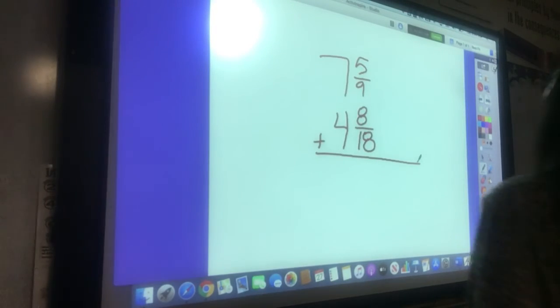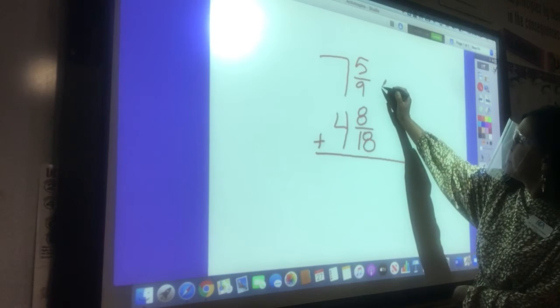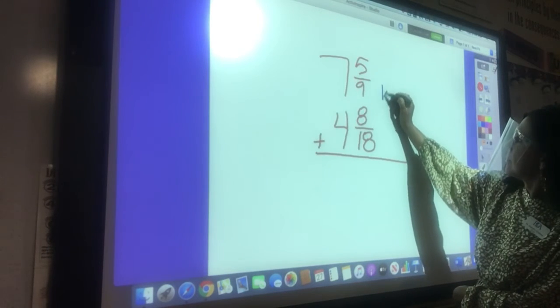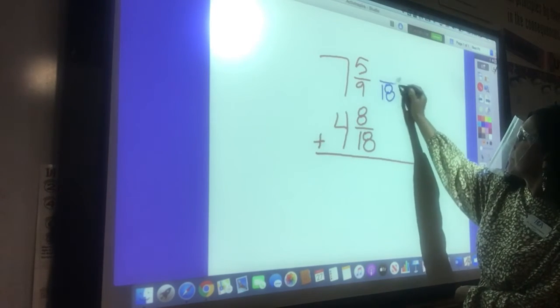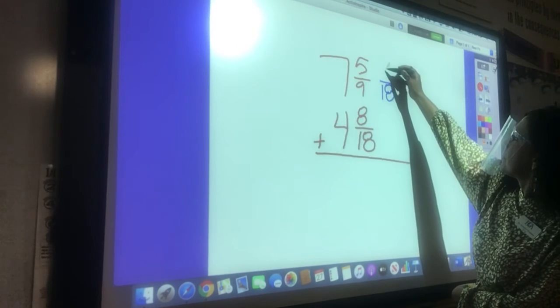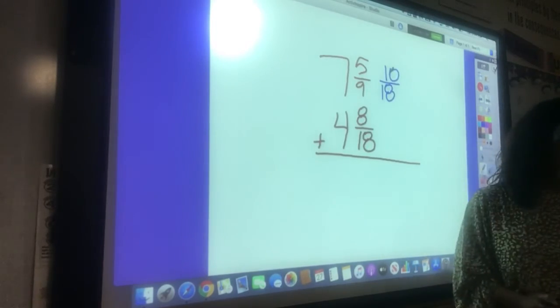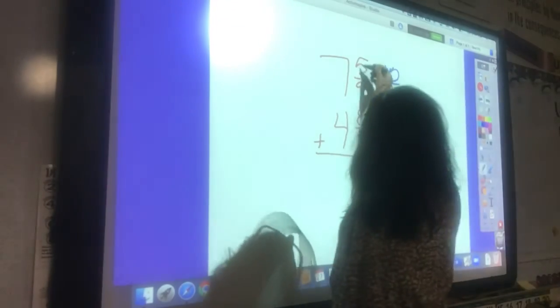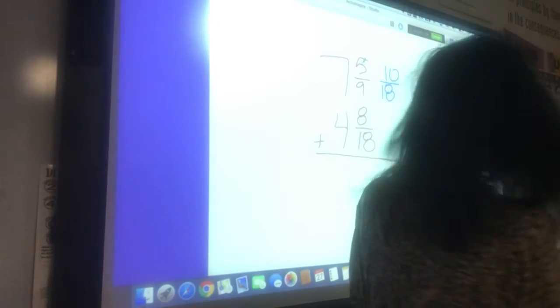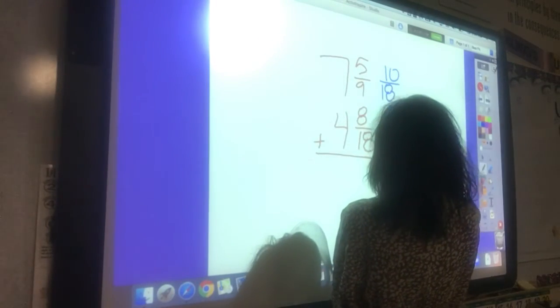So 9 can go into 18. Right. And then the denominator would become 18. And then 9 times 2 is 18, so on the top you would do 5 times 2, that's 10. Got it. The bottom stays the same. And you can always take out the fractions that are done. So we're going to add, and we're going to get 18/18.